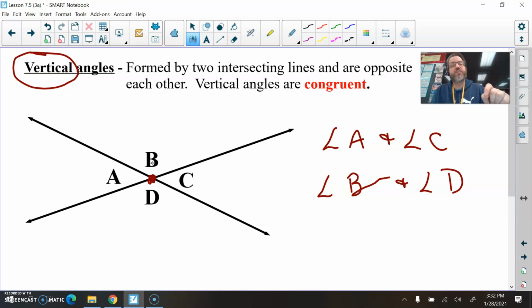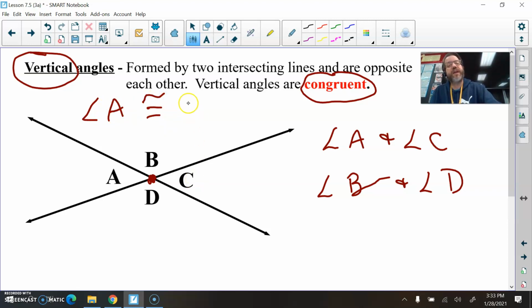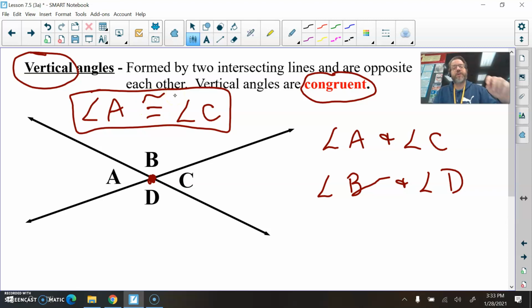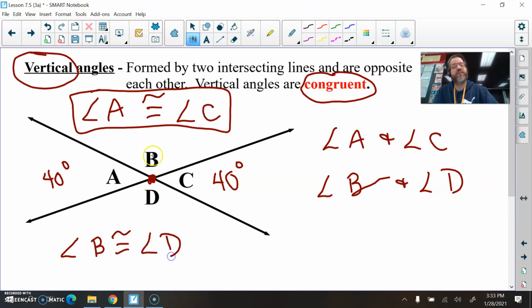Okay, and what's cool about vertical angles is they are congruent, meaning they have the same measurement. So angle A is congruent to angle C. The congruent symbol is an equal sign with a little squiggle over the top of it. Okay, that means congruent, which means they have the same measurement. So if you know the measurement of angle A is, for example, 40 degrees, then angle C also has to be 40 degrees. Okay, and angle B is congruent to angle D.